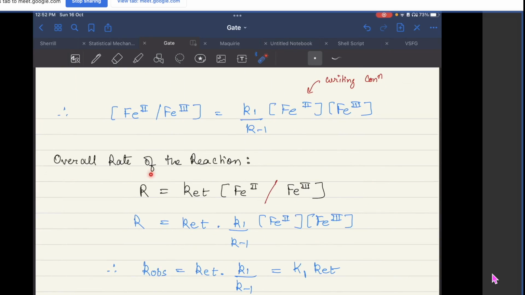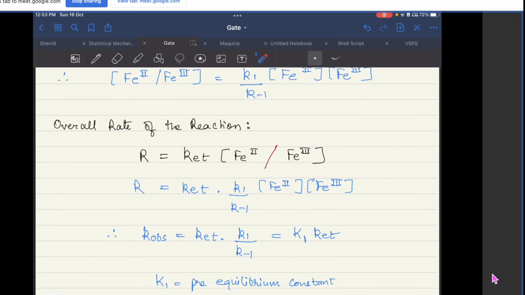Now the overall rate of the reaction R can be written as the rate constant kET times the concentration of Fe2+/Fe3+. This is my precursor complex that was formed before the electron transfer took place. So for my overall rate R, I will substitute the value from here into this new expression.